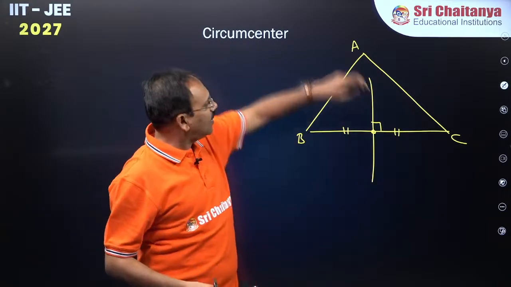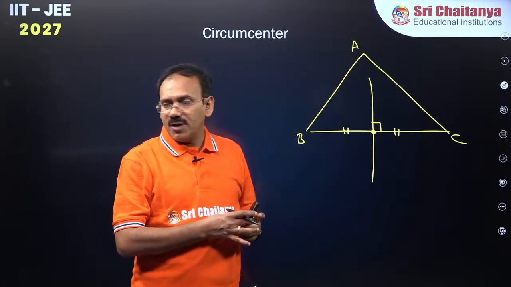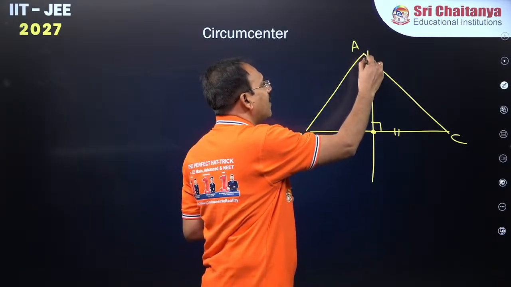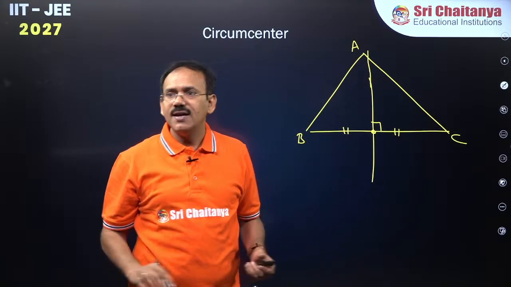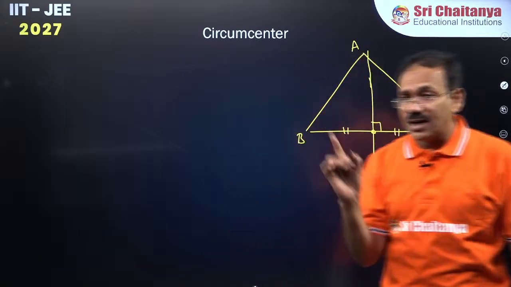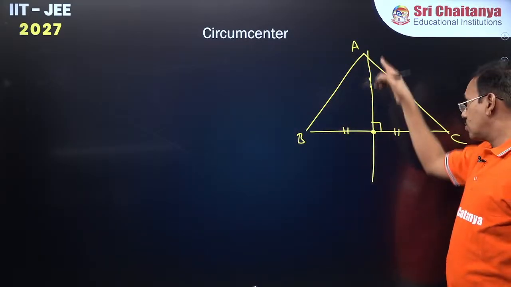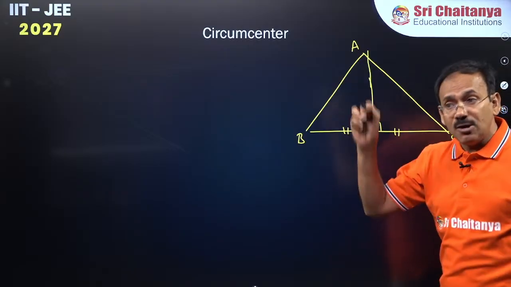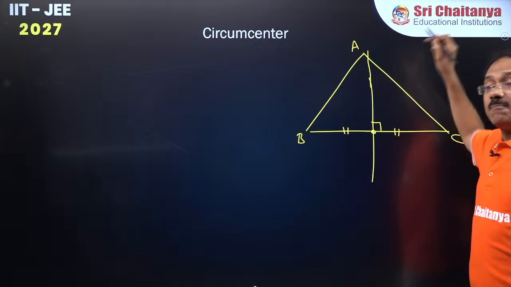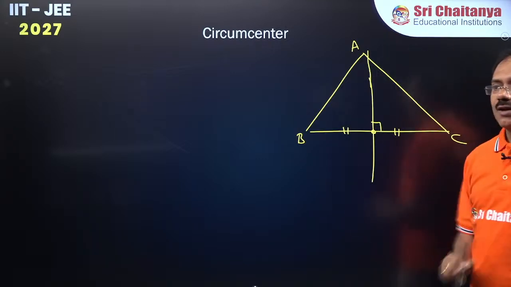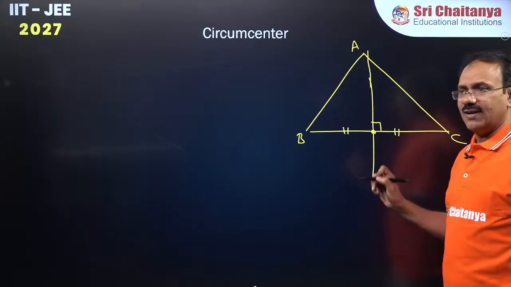So guys, you see, median is drawn from A, altitude is drawn from A, but the perpendicular bisector is not drawn from A generally. It may or may not pass through A. Got the difference, dear students? Median: A to midpoint. Altitude: A to perpendicular. But perpendicular bisector is just drawn at the midpoint, perpendicular is drawn. It may or may not pass through A. Got it, everyone? Clear? Fine.